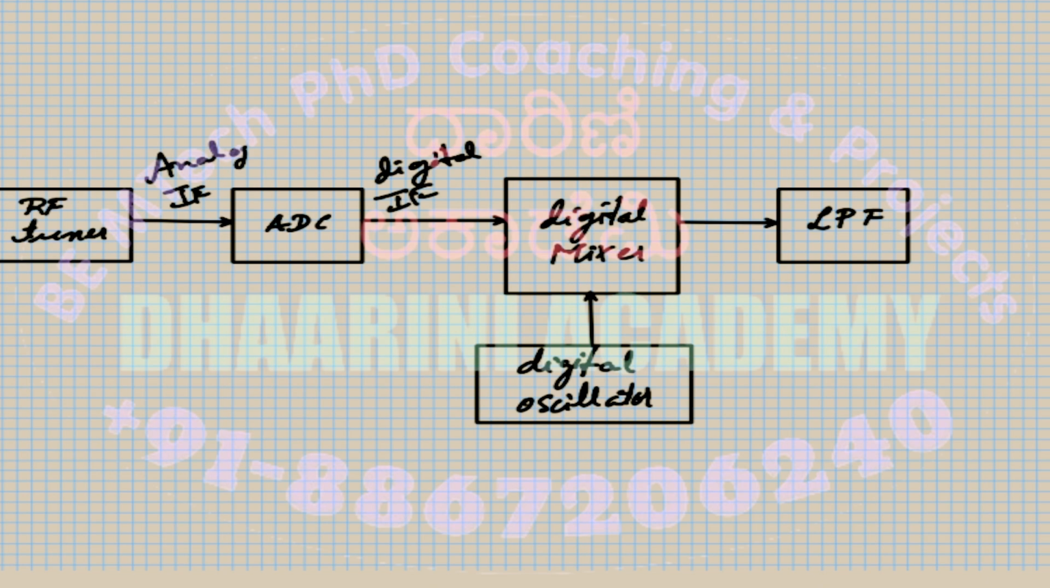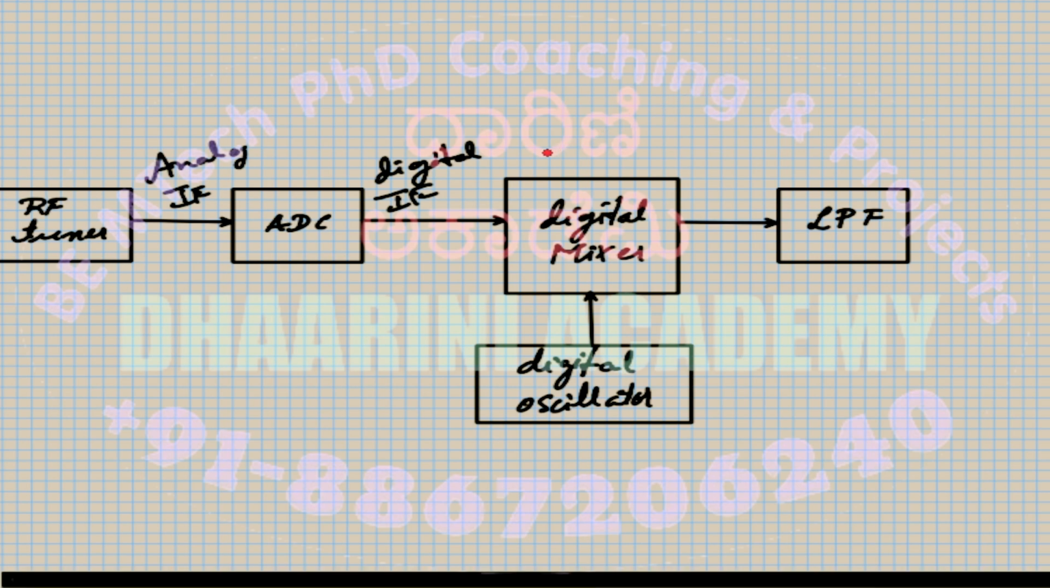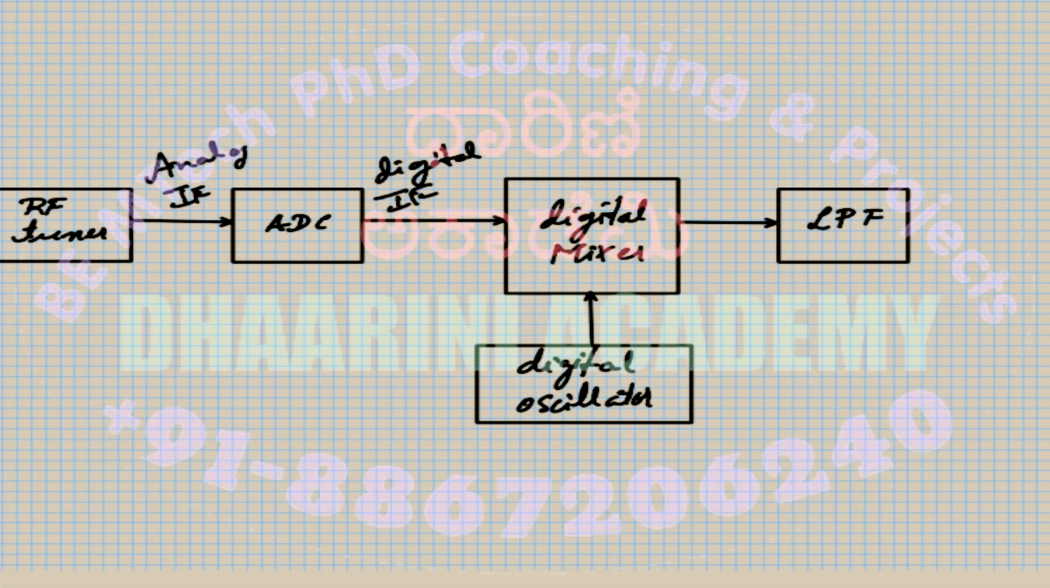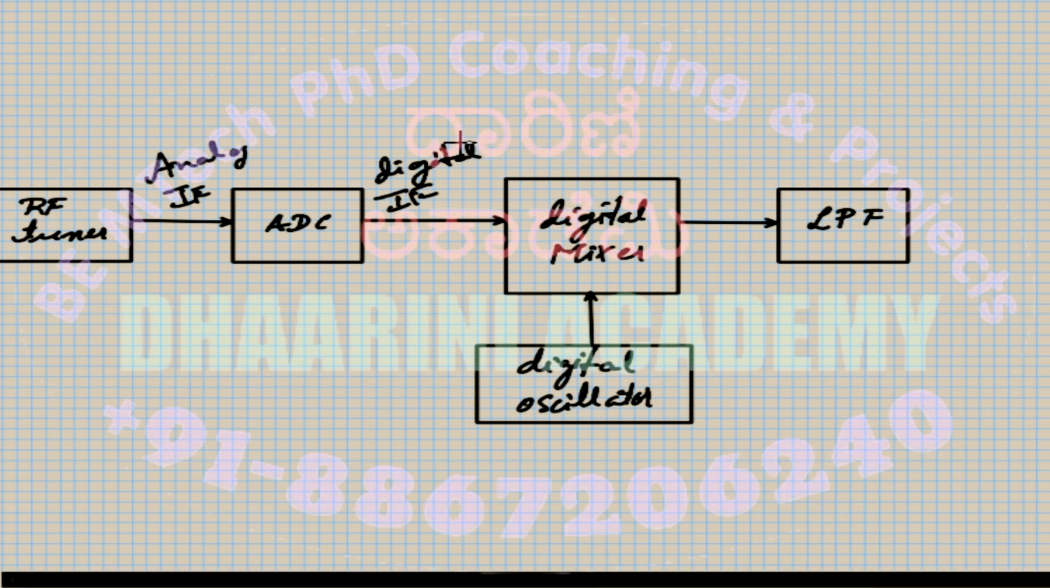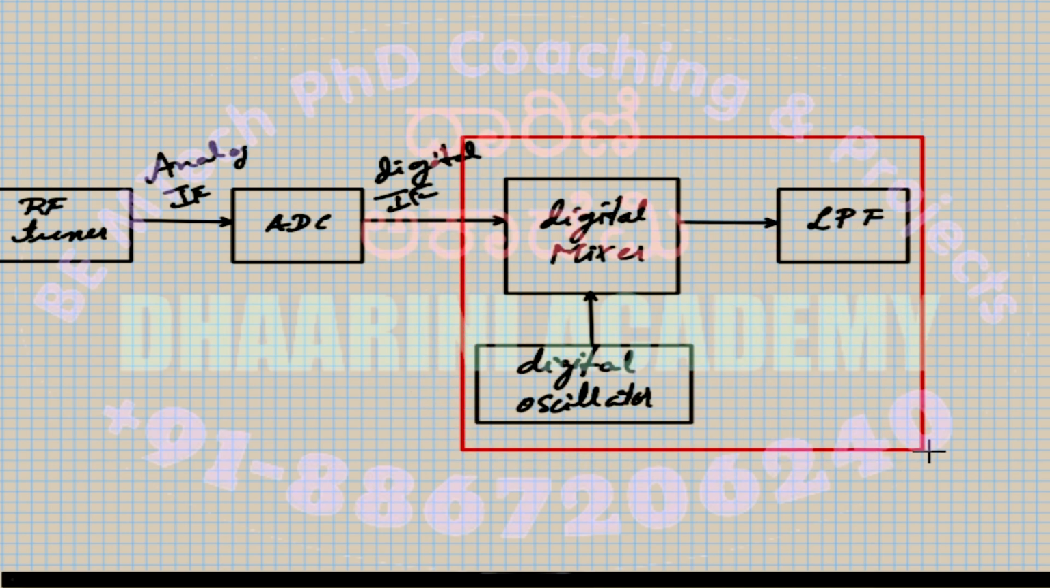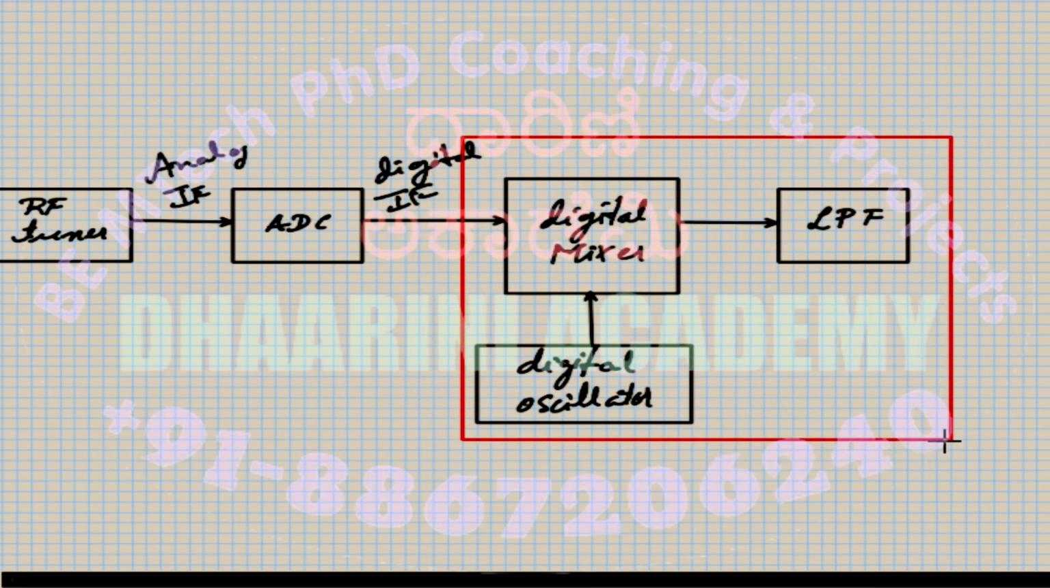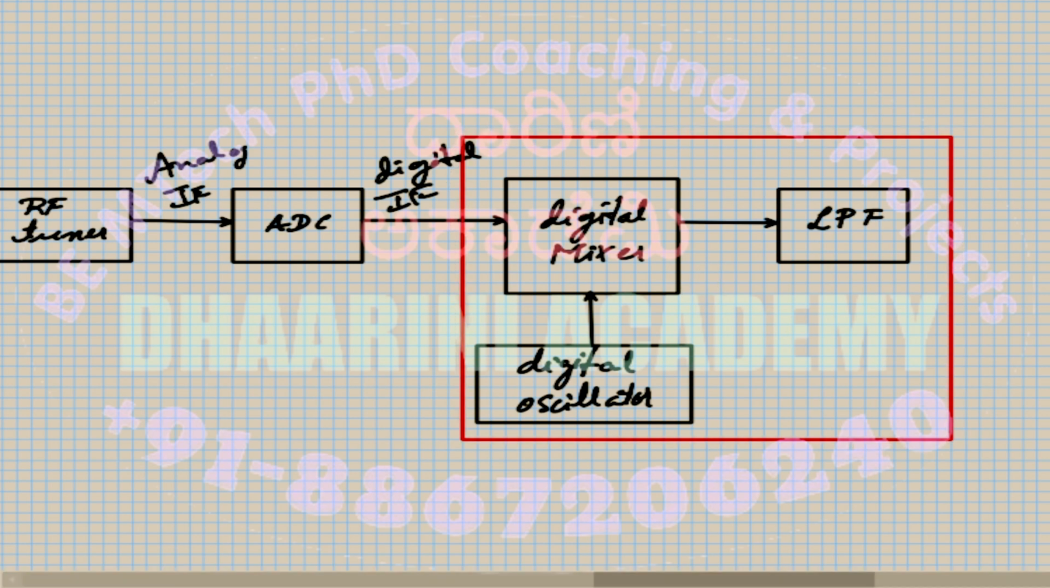There is an LPF to select the appropriate frequencies after the mixer generates an output. This is needed because you have two sorts of frequencies coming at the output of the mixer, because of the mixing operation. And these three components all together, we call the digital down converter.